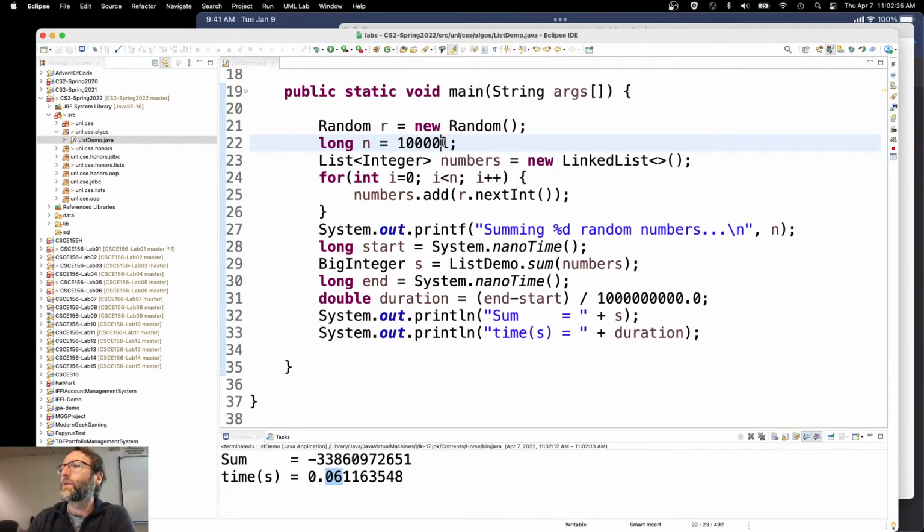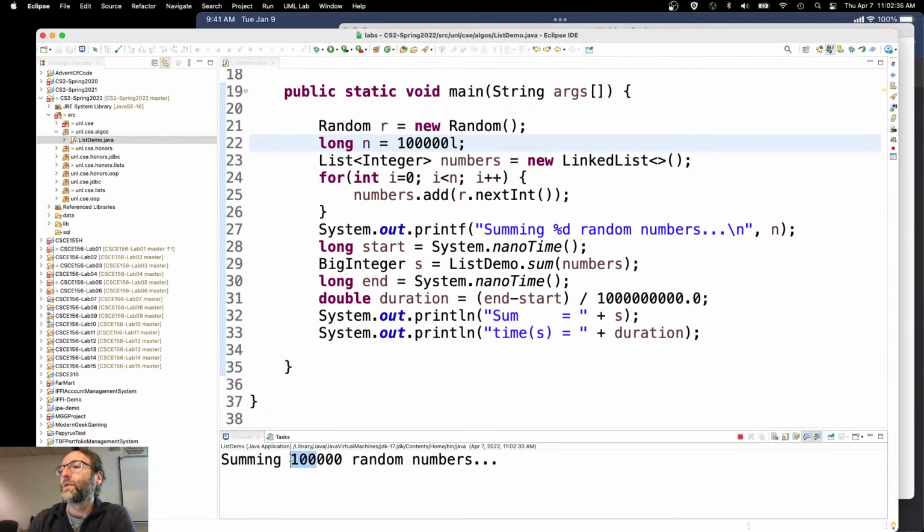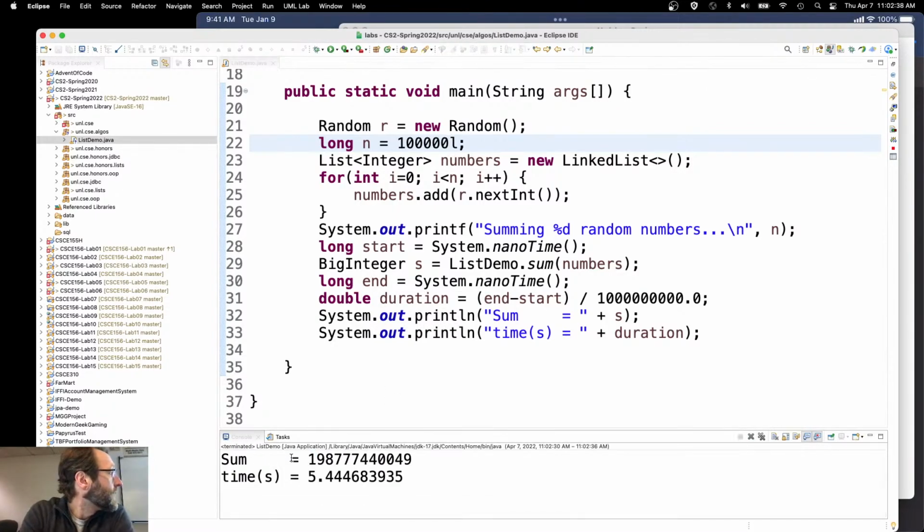Let's go ahead and kick it up to, say, 100,000. And now we're going to start seeing some real time measures here, right? Summing 100,000 numbers here, it took almost 6 seconds. That was about how much bigger? It was 100 times as big or something like that. Oh, what was the other one? 0.06 seconds or something? Yeah. This is 100 times slower, even though we only went up by a factor of 10.